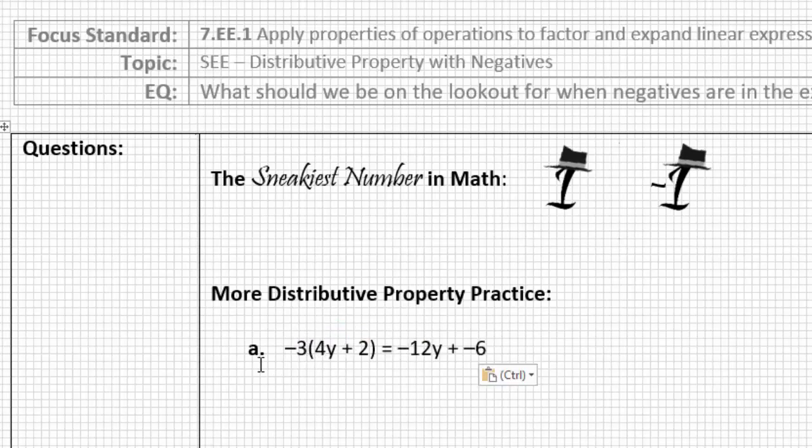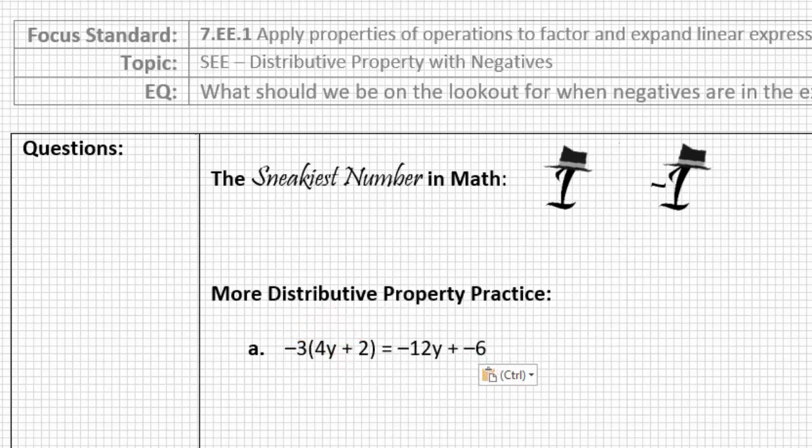Alright, so let's compare. If we take negative 3 and we multiply it by 4y, we're going to get negative 12y. We are quite accustomed to keeping that operation in the middle, so we kept the plus sign, and then taking negative 3 and multiplying it by 2, we end up with the constant term negative 6. And this is an equivalent expression of negative 3 times the quantity 4y plus 2 as negative 12y plus negative 6.